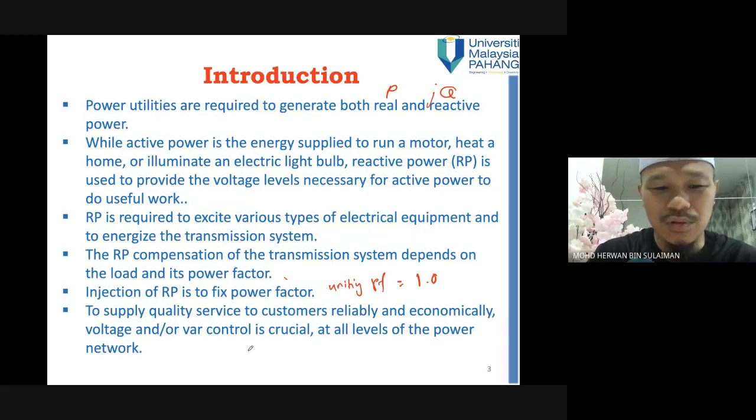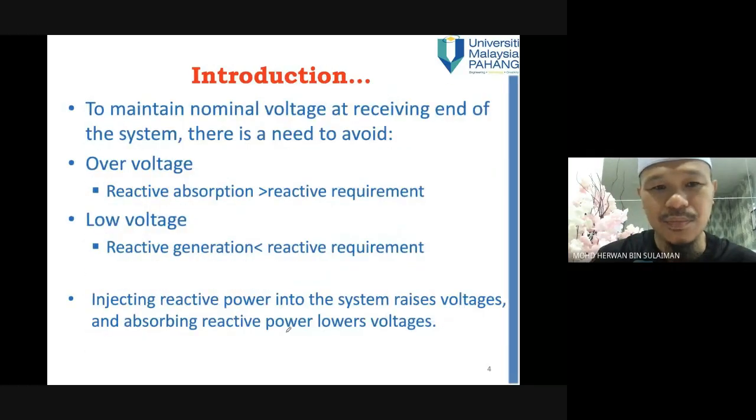And then to supply quality service to customers reliably and economically, voltage control is crucial. So basically we want to look at how we want to control the voltage or how we want to control the reactive power. Okay. To maintain the nominal voltage at the receiving end of the system, there is a need to avoid over voltage. So kita nak maintain kita punya voltage dekat receiving end. So kalau you ingat you belajar dekat EPS, you have transmission line parameters, right?